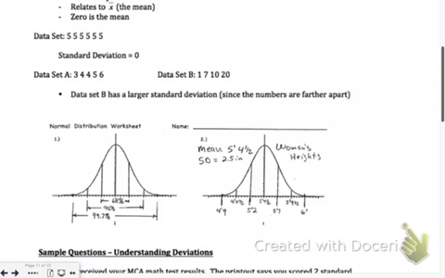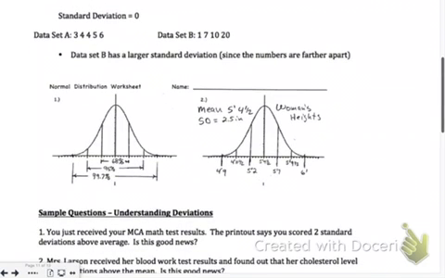If we look at the next two data sets, 3, 4, 4, 5, and 6, those data values are very close together, so it would have a small standard deviation. If we look at the set 1, 7, 10, and 20, those are more spread out, so those would have a larger standard deviation. One way where standard deviations are used is to look at a normal distribution. A normal distribution is just like a bell curve. It's where the mean and the median are in the same spot.